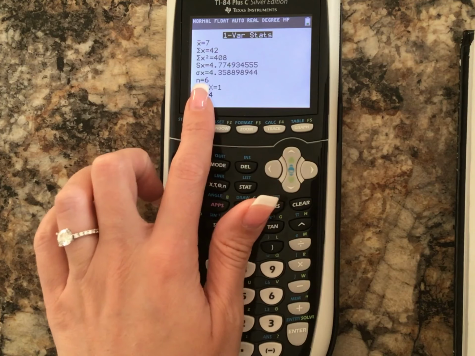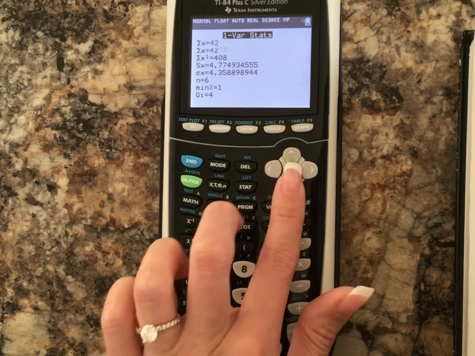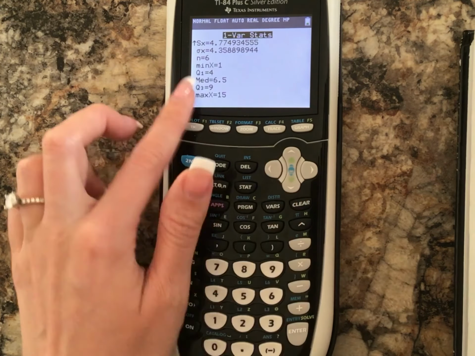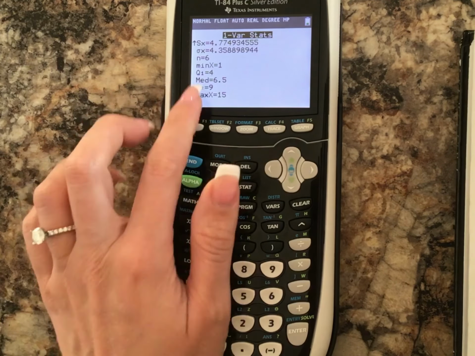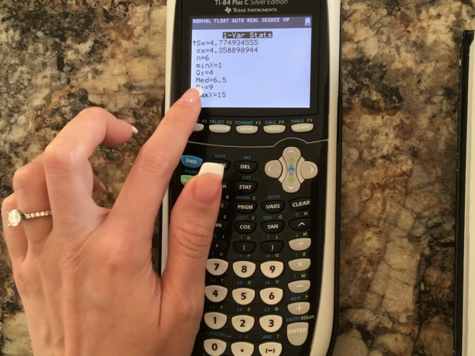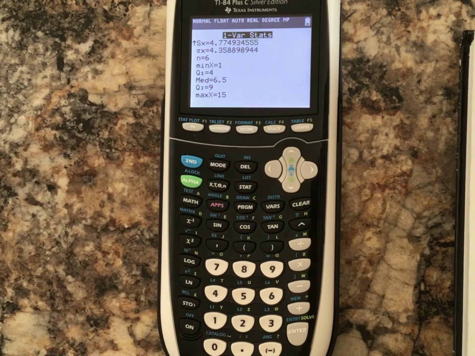We have the number of data points that we had. We've got the minimum value that was in that list. We're going to come back to what Q1 and Q3 mean in a second. We have our minimum and maximum value, and then this value here is our median. So the median of our data was 6.5. That is super useful because, as I said when we looked at the median, what you have to do first is order your data before you would go ahead and calculate this thing if you were doing it by hand.